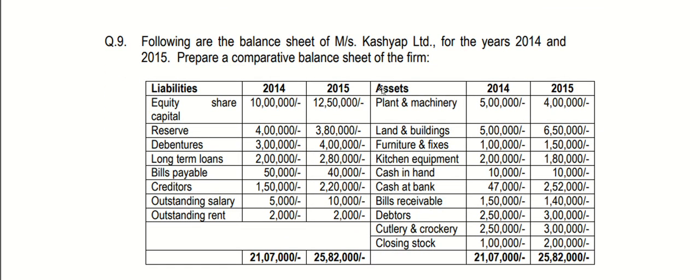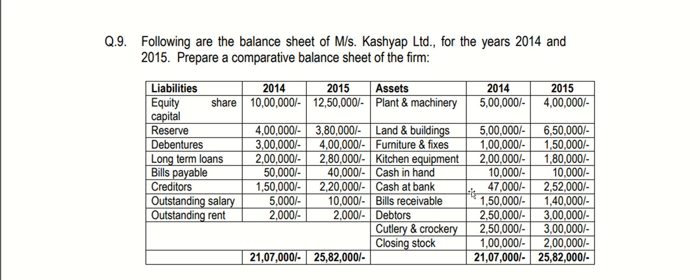See here we have a question. It is written: from the following balance sheet of Masters Kashyap Limited for the years 2014 and 2015, prepare a comparative balance sheet of the firm. Okay, now we are going to prepare a comparative balance sheet. See what we can do. Here it is written equity share capital. In 2014 we have equity share capital of 10 lakh. In 2015 we have an equity share capital of 12 lakh 50,000. What about reserves? In 2014 it was 4 lakh. You can see there is a change in 2015, it is 3 lakh 80,000.